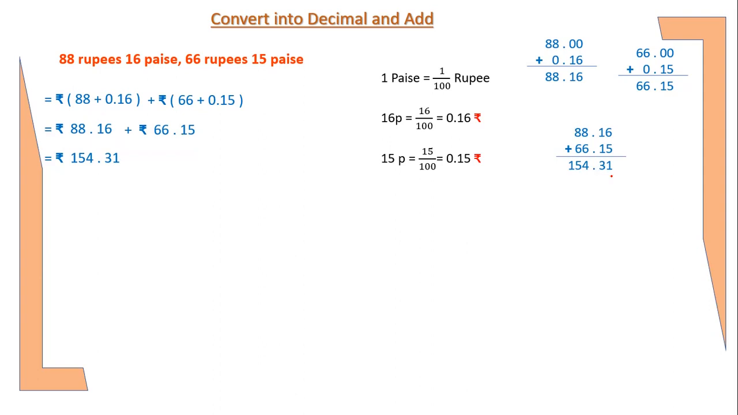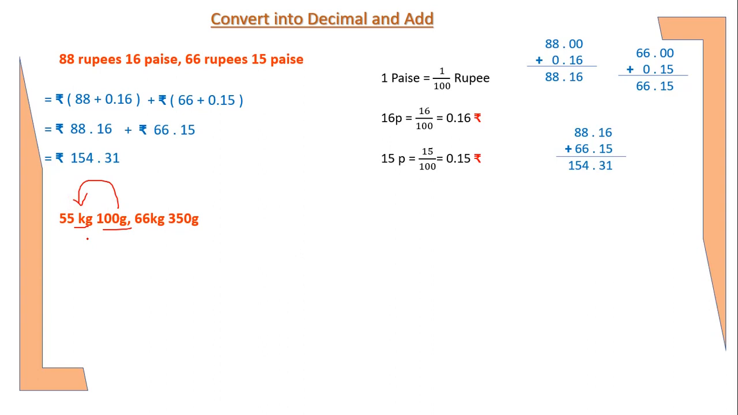Let's take one more problem. 55 kg 100 gram plus 66 kg 350 grams. In this question, there are two units of weight. First one is kg, second one is gram. In this, first we will convert this gram to kg.